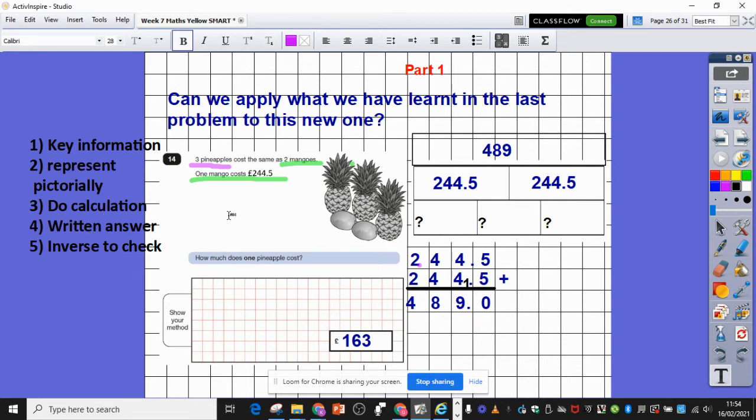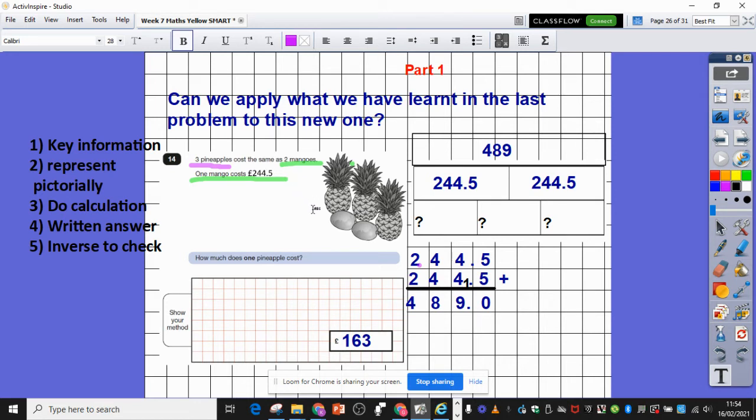So the first thing I've done here is I've underlined my key information. I've got 3 pineapples, and I know that 3 pineapples cost the same as 2 mangoes. I know that 1 mango costs £244.50. That's a very expensive mango. Must be very nice though.